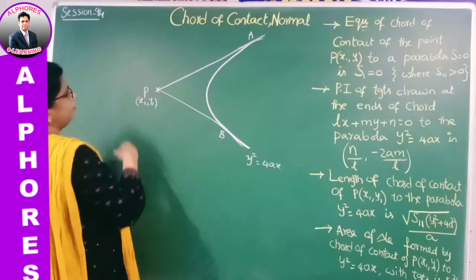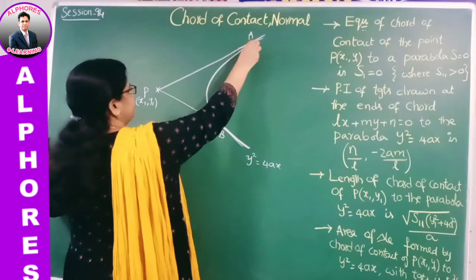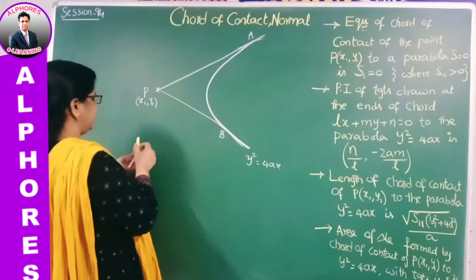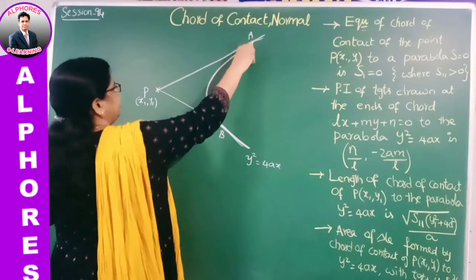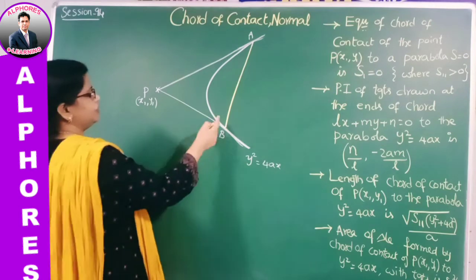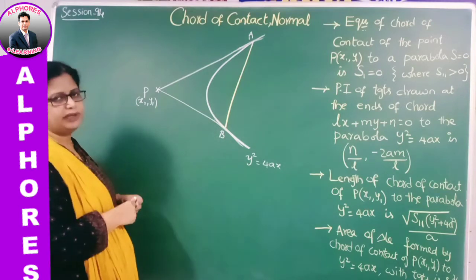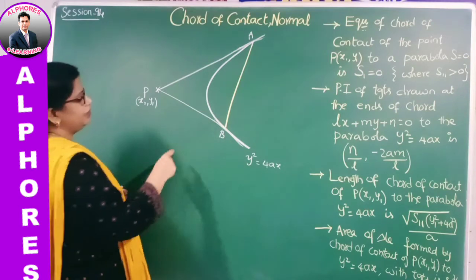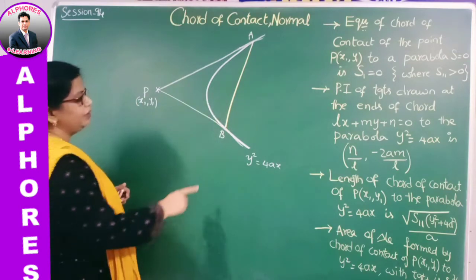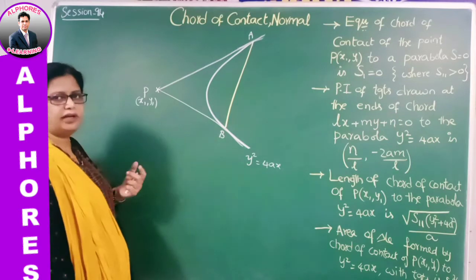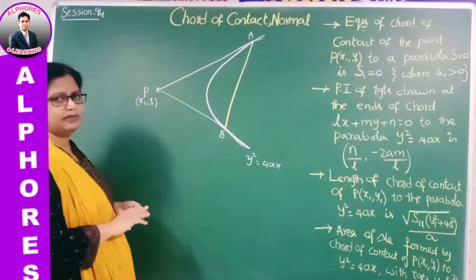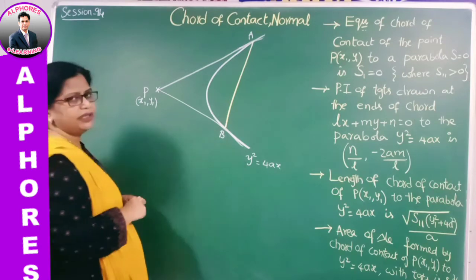If we join these points of contact, then this joining line is nothing but the chord of contact. The sentence formation is: chord of contact of the point P of x1 comma y1 with respect to the curve S equal to 0.